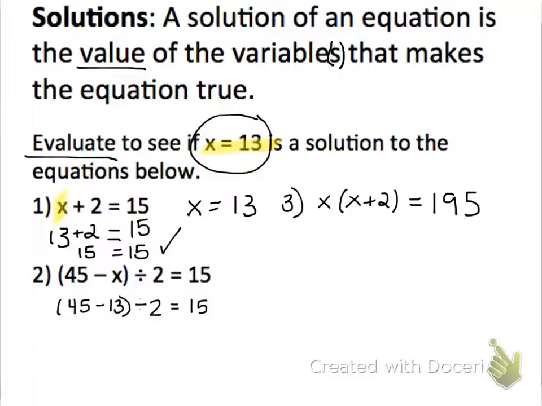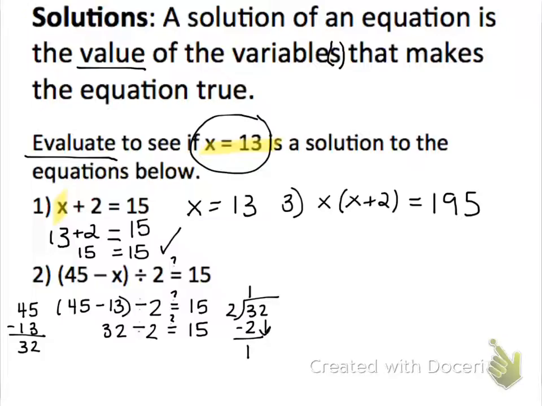I'm going to use PEMDAS to solve this, so I do my parentheses first. 45 minus 13. Well, 5 minus 3 is 2, and 4 minus 1 is 3. So that's 32. So now I have 32 divided by 2, and I'm going to put a little question mark up here, just to show that we're not sure yet, is equal to 15. Well, 32 divided by 2: 2 goes into 3 once, 1 times 2 is 2, 3 minus 2 is 1, and we bring down that 2. How many times can 2 go into 12? 6 times, and 6 times 2 is 12, minus, we get a remainder of 0.